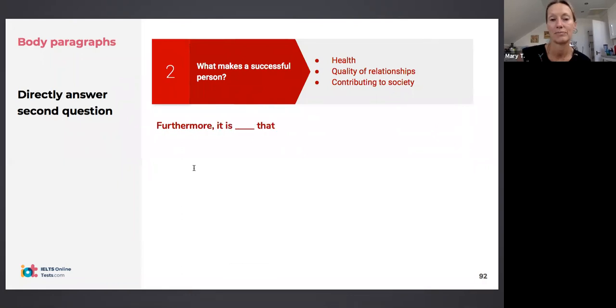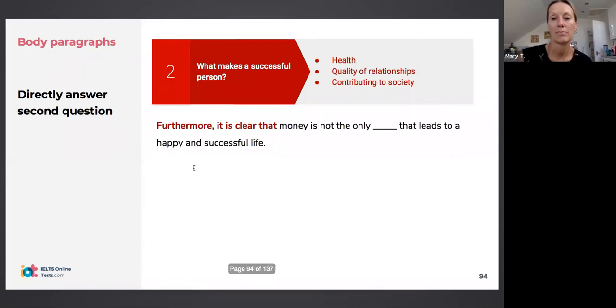It is, okay, this is another linking phrase. What do you think you could say here? Oh, that's fine. It is considered. Yeah, I mean, that might work. It is clear that. Okay. It is clear that money is not the only. Okay, so this is a word that means factor. Good. A few of you are saying this. I was just going to say, some of you are saying thing.